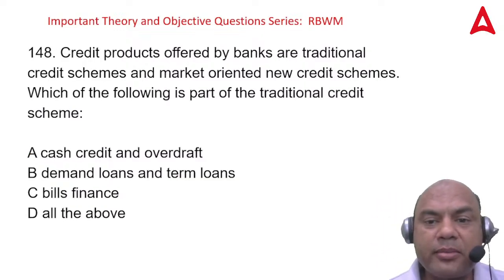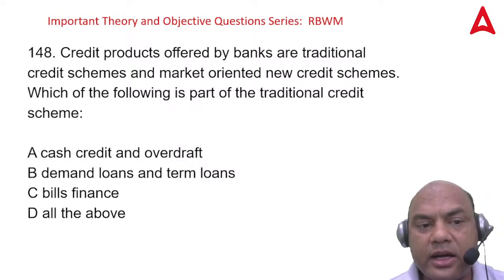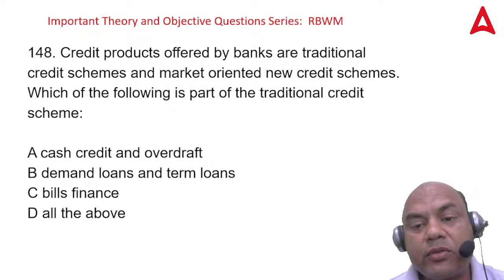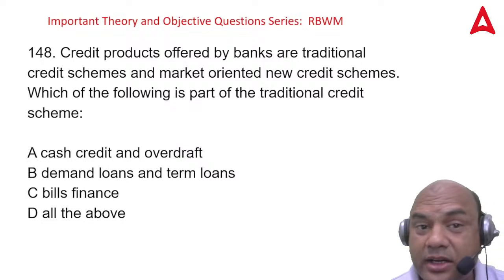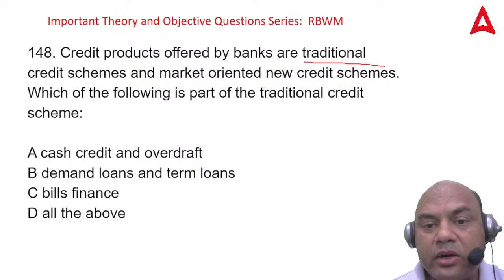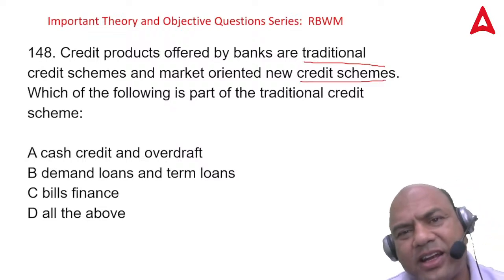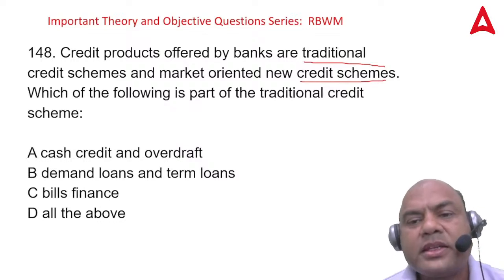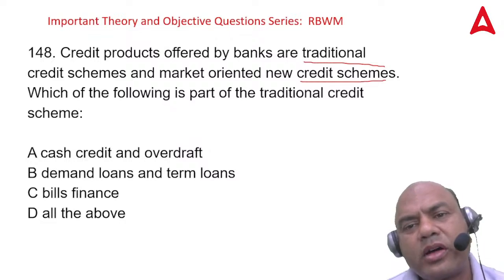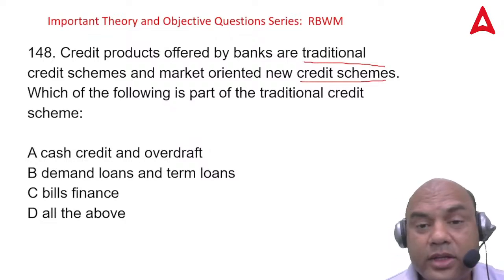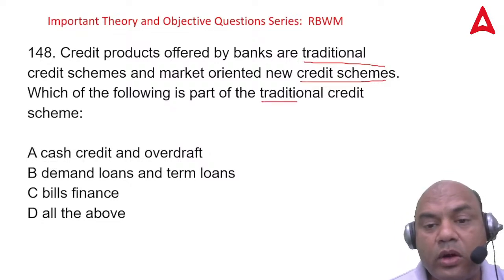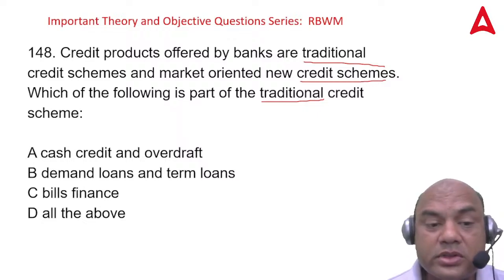Credit products offered by the banks are traditional credit schemes and market-oriented new credit schemes. Which of the following is a part of traditional credit schemes? Now understand the difference. What is all this traditional and market oriented? See, traditional means your general earlier loans which have been carried out since long ages. Now the names are given over here. So traditional, old, long ages. I'll give you something about new also later.